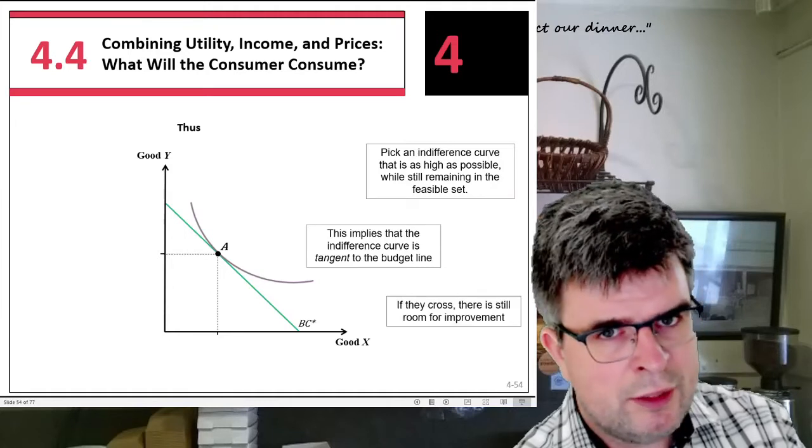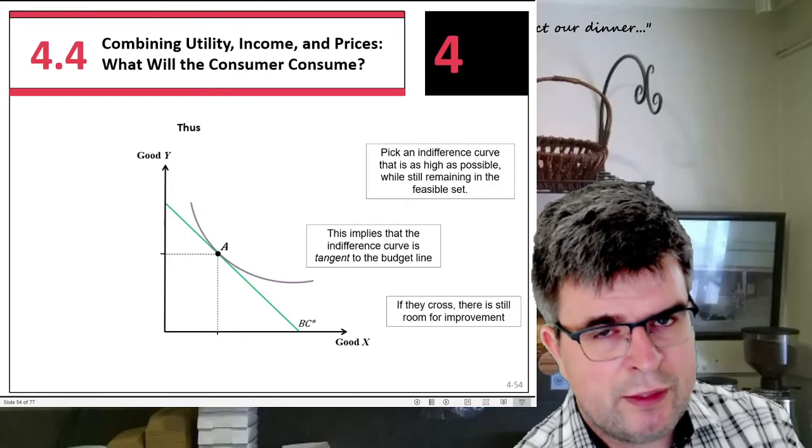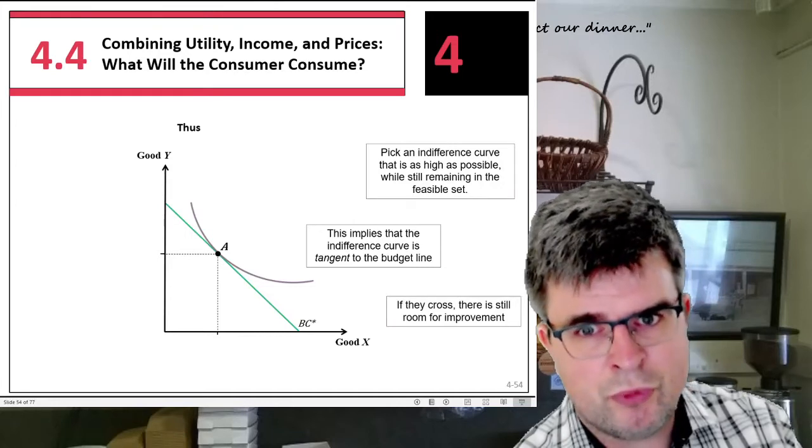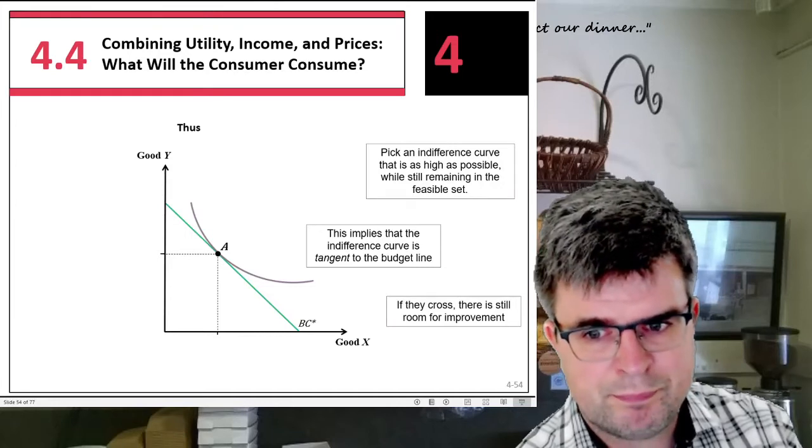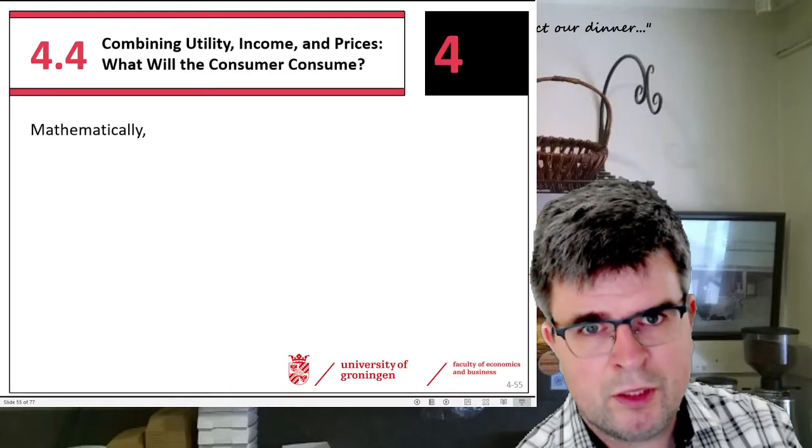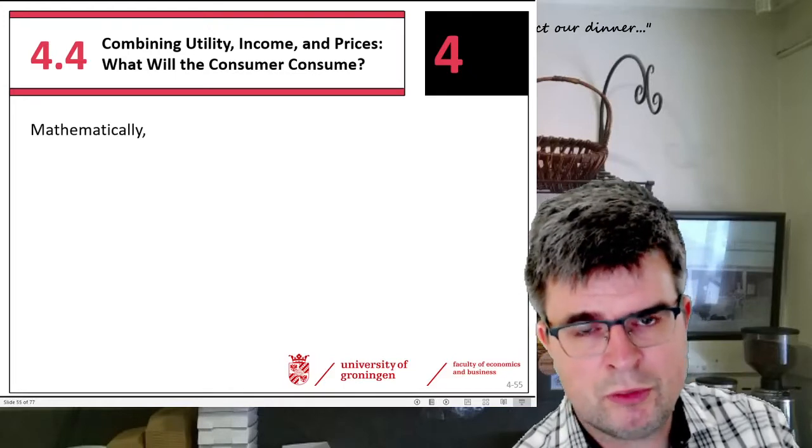So as long as the indifference curve and the budget constraint cross, there's still room for improvement. This was the graphical exposition. You can also do it mathematically, and that is what I will do next.